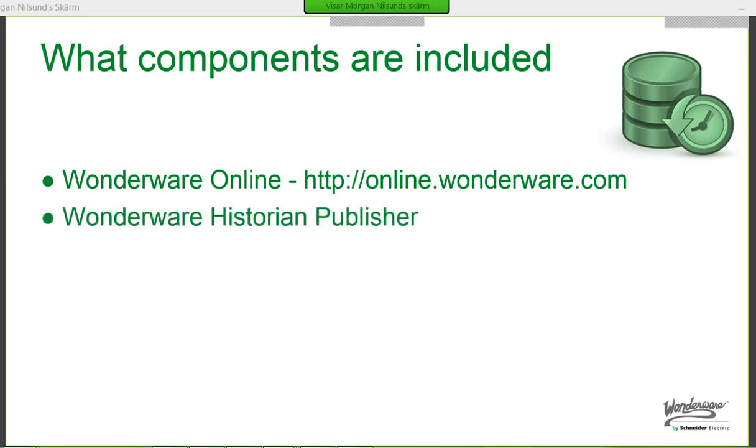So we also include the Historian Publisher. This is a utility that enables the information to transfer from the InTouch application to the Wonderware Online solution. This is compatible with InTouch version 9 and above. We also need to have some operating system requirements, and that is Windows 7 or Server 2008 R2 or later.